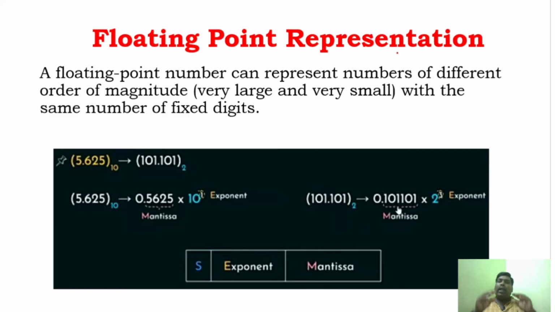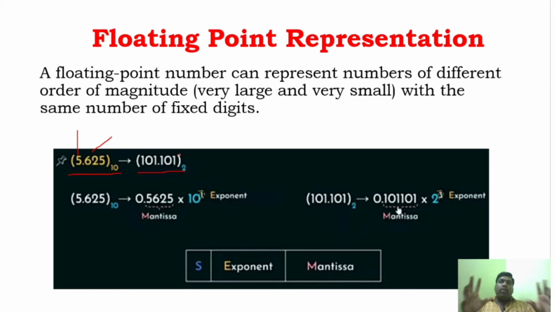I'll take one particular example here. I've already said what floating point is. Floating point is nothing but the decimal point will move. For example, you take this particular representation, 5.625. The corresponding binary value for this, you know how to convert decimal to binary. You do it by the division method, and the fraction by the multiplication method, and you'll get this particular binary value.